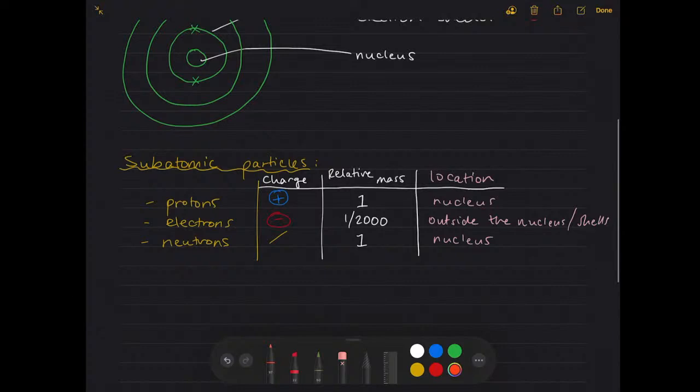Symbols we're going to use from now on: electrons will be represented with a small e and a negative charge. Protons will be represented with a p and a positive charge. And neutrons with an n and a 0. Those are the symbols we're going to use.